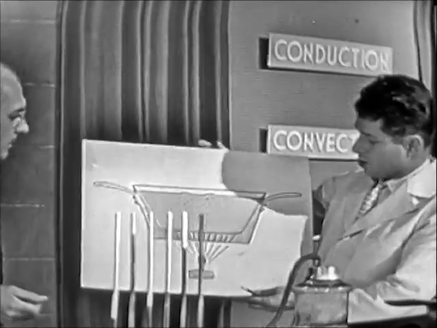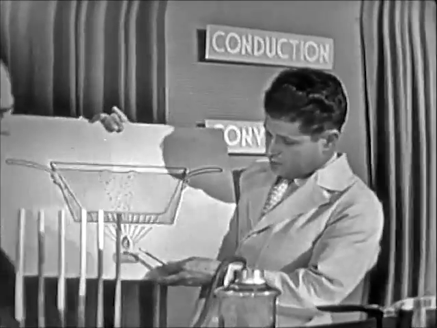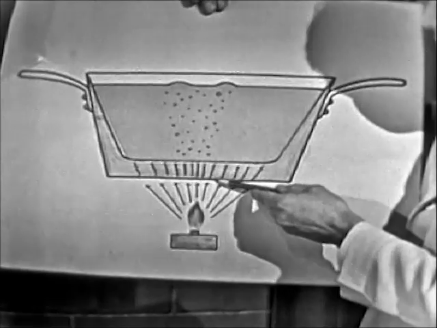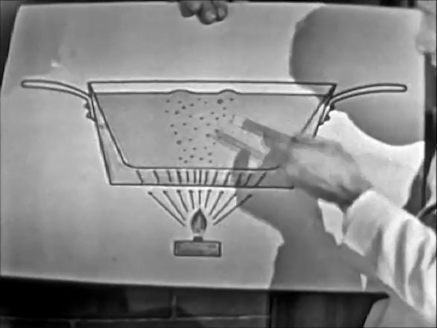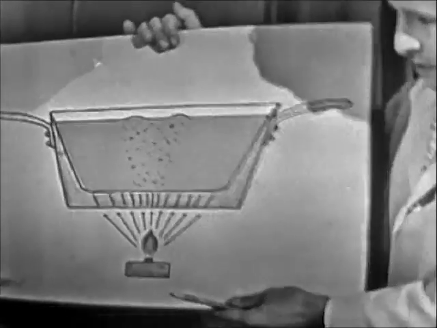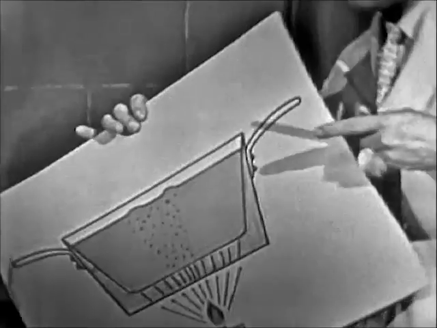Now then, on our chart that we have here, we would have the flame at this point, and then we would have the flame transferring the heat to the bottom of the container, and then from that, by means of this same atomic motion, into the center where the water is. That's right. It's passing on of the atomic motion from molecule to molecule.